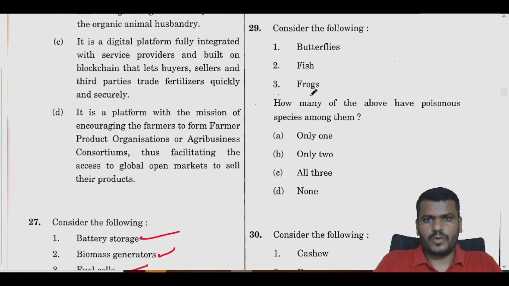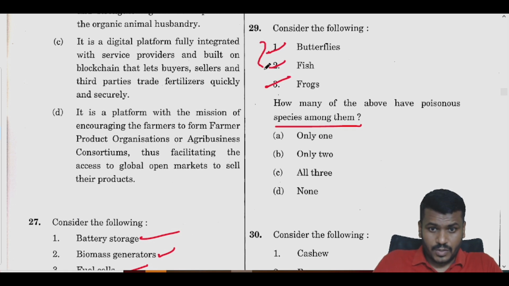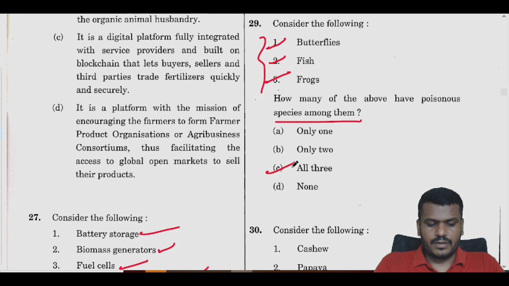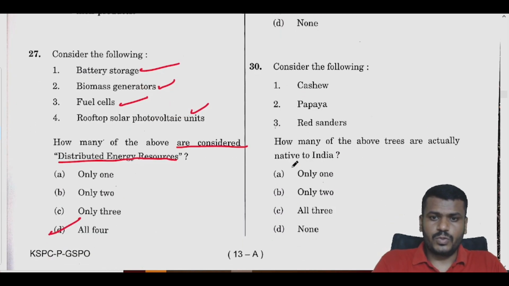Next, consider the following statement. Butterflies, fish, frogs, how many of the above have poisonous species among them? Butterflies, definitely some of the butterflies might be poisonous. Fish and frogs can all be poisonous, guys. That is there in your normal ecology book. You can go through it once.